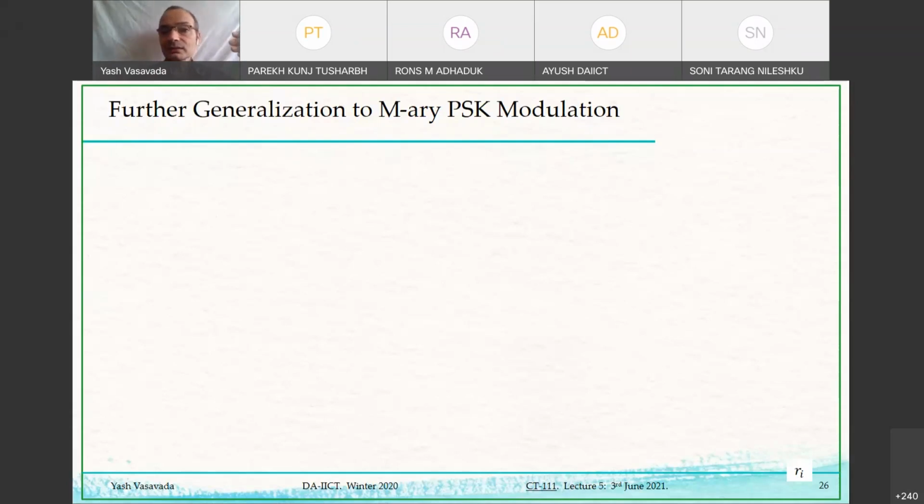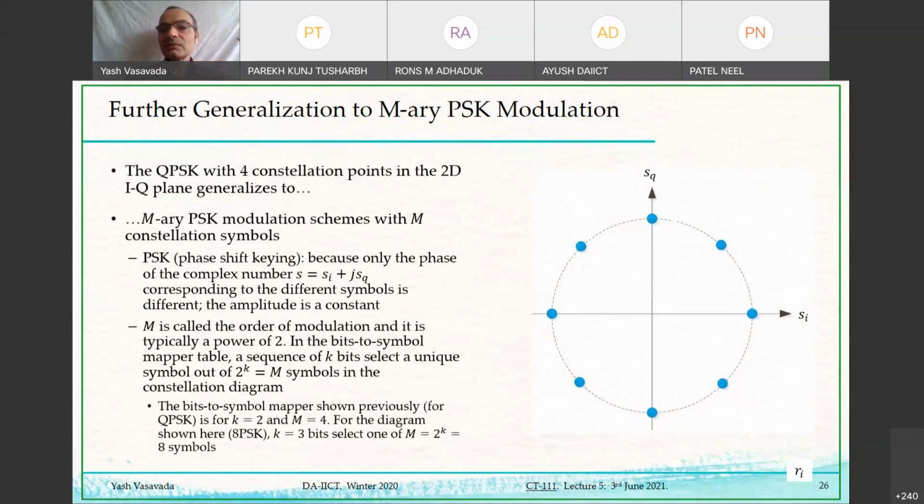What if I'm more ambitious? What if I want a vehicle, maybe a car, maybe a truck, which instead of 2 bits can carry 3 bits, or 4 bits, or 5 bits? Well, that is where we get into further generalizations. So I'm now going to describe one such generalization, which is called M-ary PSK modulation. It's basically a generalization of QPSK with 4 constellation points. So here I have 8-ary PSK. There are 8 constellation points, and I'm selecting one of them at a time. Because there are 8 points, I need 3 bits to select one of them.